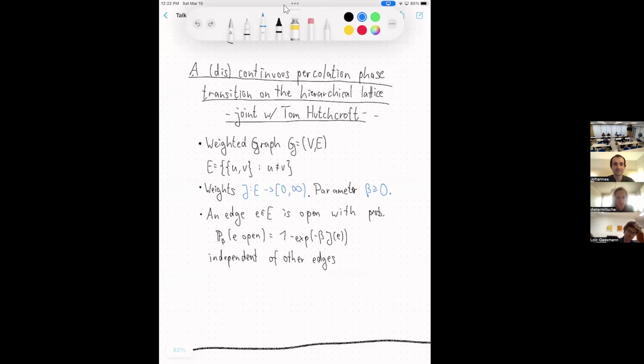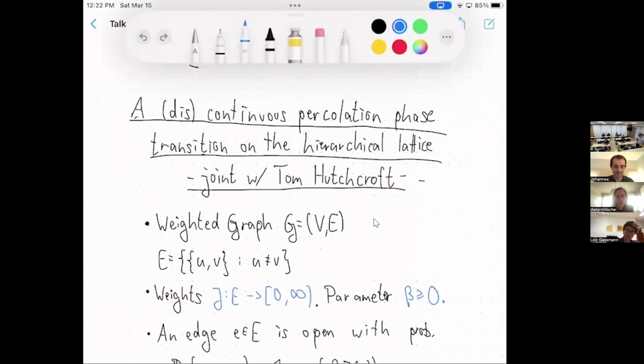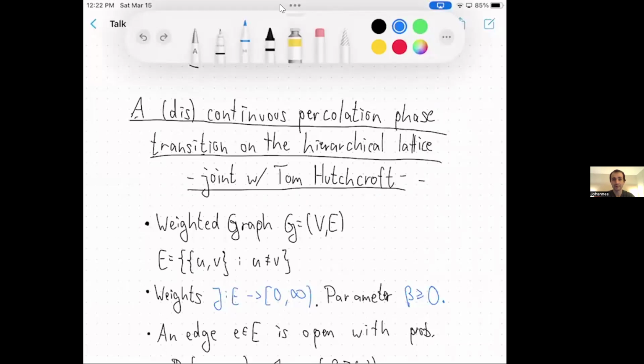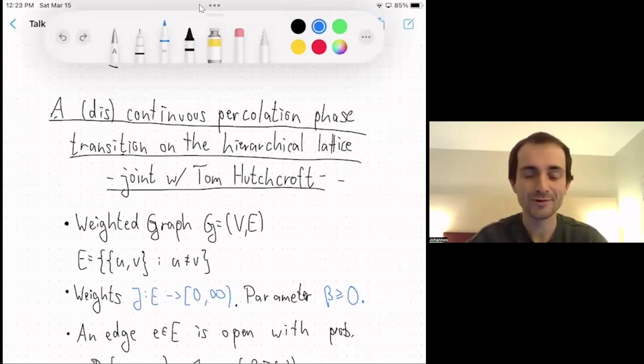As you can see, my talk is about continuous and discontinuous phase transitions on the hierarchical lattice. First, I would like to discuss what percolation is, and then I will explain what phase transitions are, in particular continuous or discontinuous phase transitions.